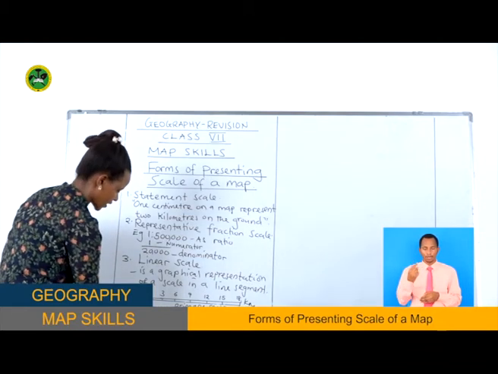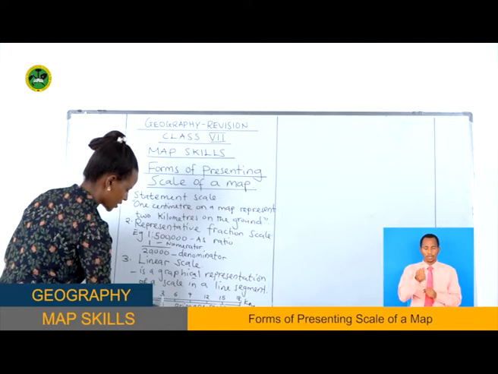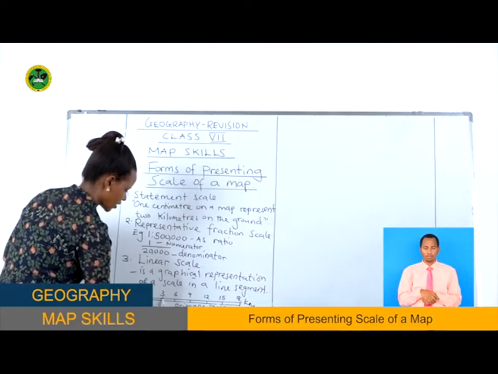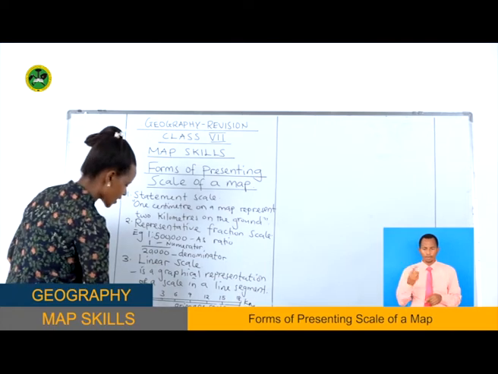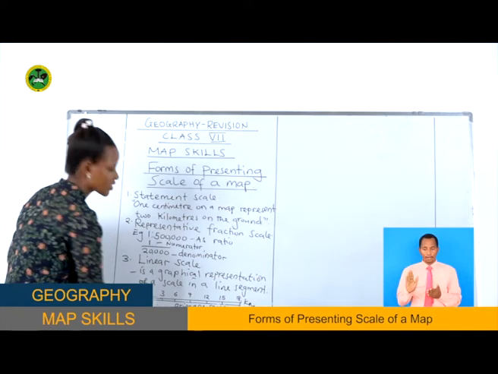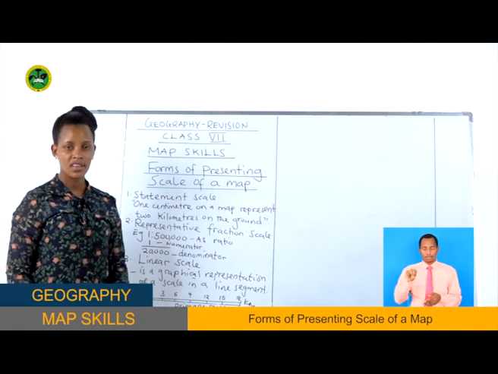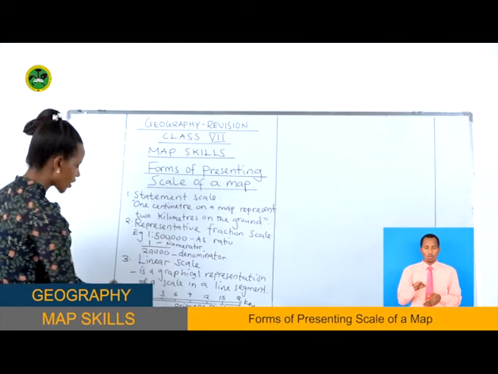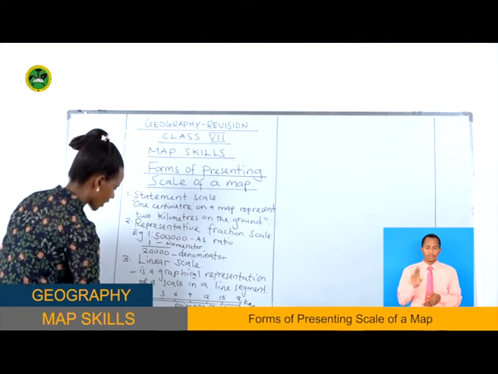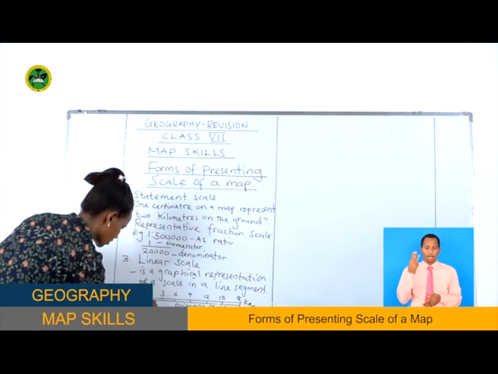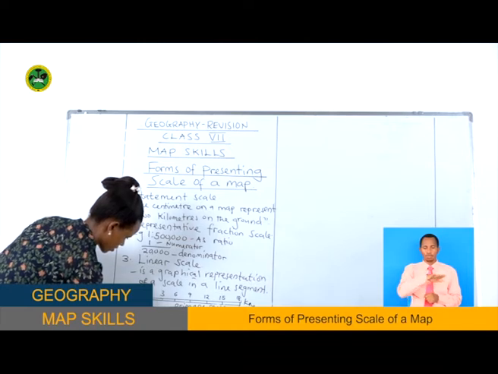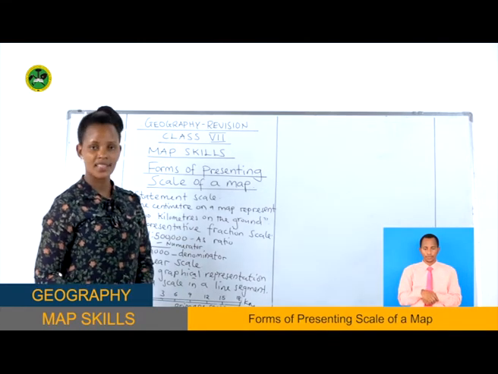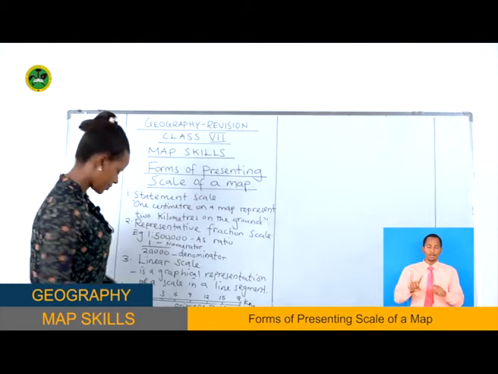Why 1 centimeter? The distance from 0 to here is 1 centimeter. Here to here also 1 centimeter. That means 1 centimeter on a map represents 3 kilometers on the ground. So the secondary section, which is on the left hand side, should be represented in meters.